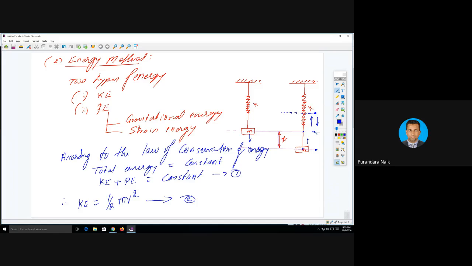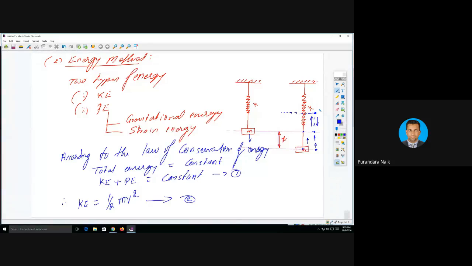But at this point it is maximum because it is moving with high velocity, because there is an expansion of the spring. That's why the spring force will attract this mass in the upward direction and it is moving with high velocity at this point. Velocity will be gradually increasing and it will become maximum at this point. And again, gradually decreasing, it will reach 0 at this point. So this is the kinetic energy, right?